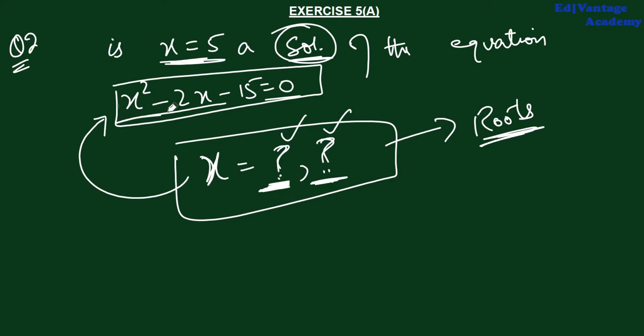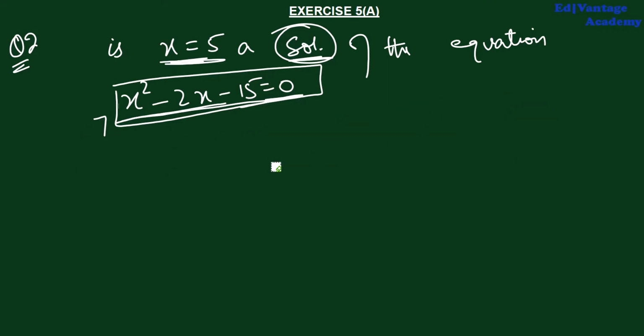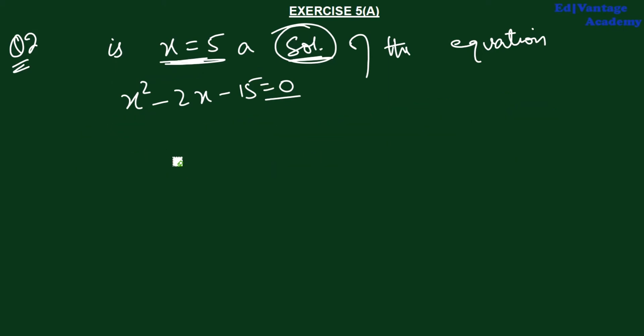Now this equation also will have two values of x. But they are saying that out of those two, one of them is 5. How do we know? So what we'll do, we'll substitute this value of x in the equation. So here you have x square. In place of x, I'm writing 5, and this I'm substituting in LHS.